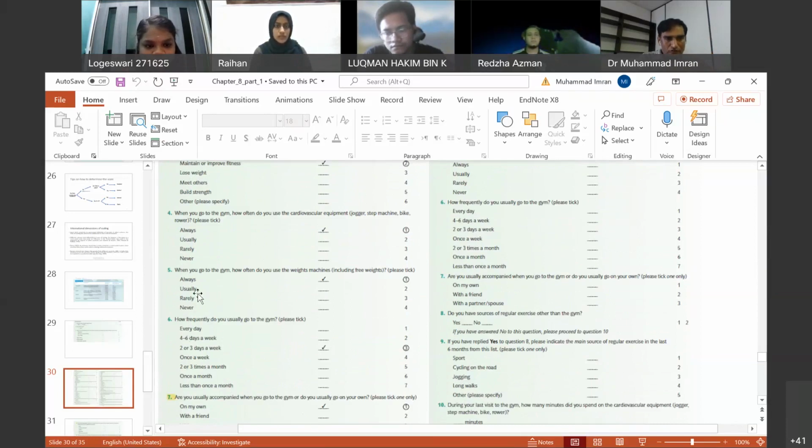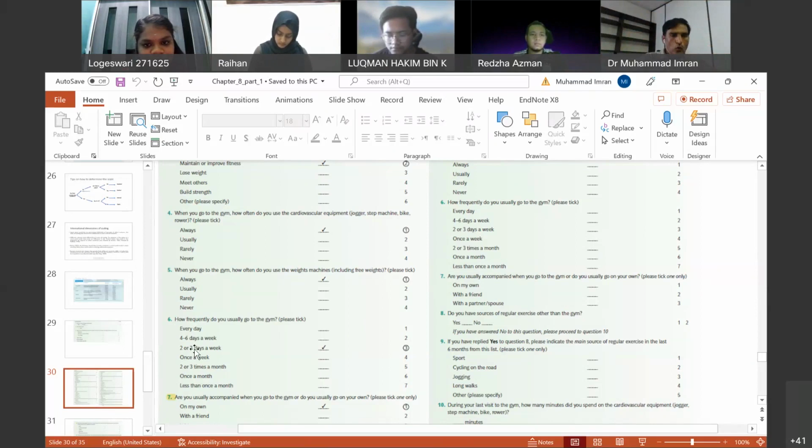See here, also the same, always, rarely using. And the 6 is also the same. See here, how frequently do you usually go to the gym? Every day, 4 to 5 days, 2 to 3 days, once a week, 2 to 3 times a month. See, increasing from low to high, rank increasing, or it might also be decreasing. Understand? This is the main thing to realize in the questionnaire. Low to high or maybe high to low.